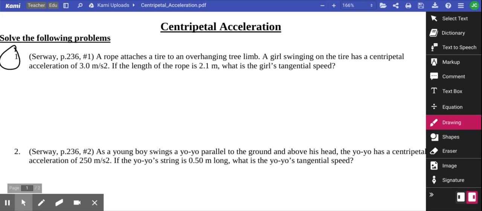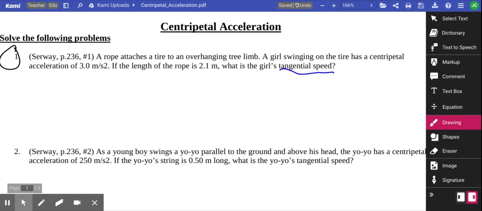The first question says a rope attaches a tire to an overhead tree limb. A girl swinging on the tire has a centripetal acceleration of 3 meters per second squared. If the length of the rope is 2.1 meters, what's the girl's tangential speed? Tangential speed just means linear speed. It's just velocity. This is a very straightforward problem.